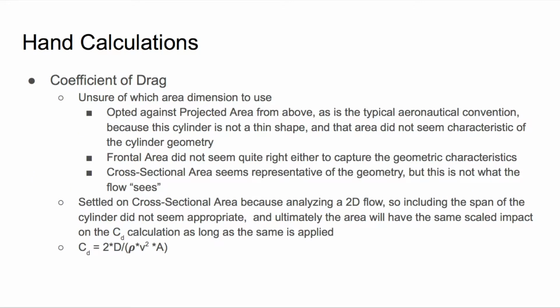Before calculating the coefficient of drag, our group had to decide on an area convention to use. We didn't want to use the typical aircraft convention of area seen from above because a cylinder is not quite a thin airfoil. Frontal area likewise did not seem to capture the geometry of the circle. So in light of this, we decided to use the circular cross-sectional area. Although this is not exactly what the flow sees, we figured that because we're analyzing more of a 2D flow, this would be okay. Also, ultimately, we're comparing the different trial runs on the same geometry, so it will just scale with the drag force and the velocity of the flow.